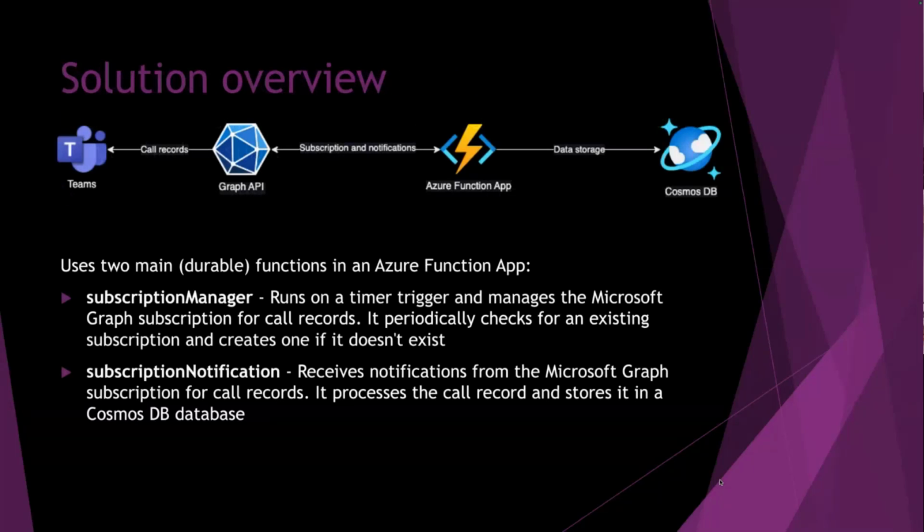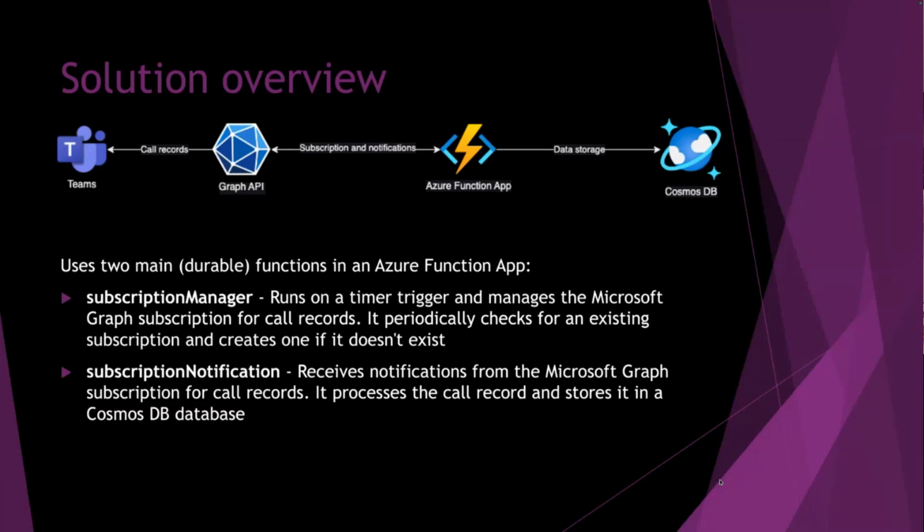So, a solution overview of what I've got here. We've got Teams on the left, so when people are making calls and joining meetings, they're not completely unaware of what's happening here. Ultimately, a call record gets created, which is then accessed through Graph. Then we're having a conversation between Graph and, in this case, a Function App. Any notifications and any setting up of subscriptions are all done between Graph and the Azure Function App.